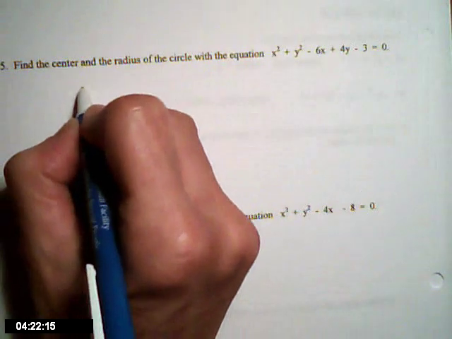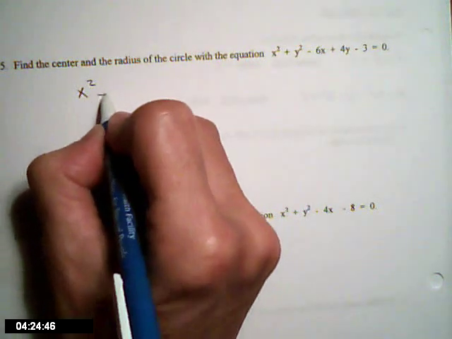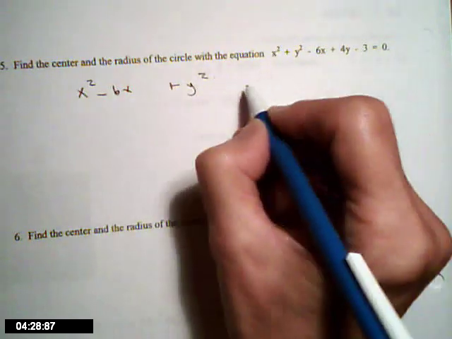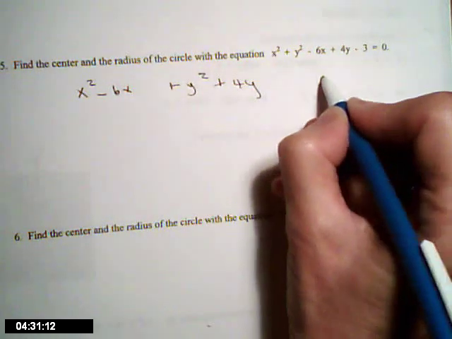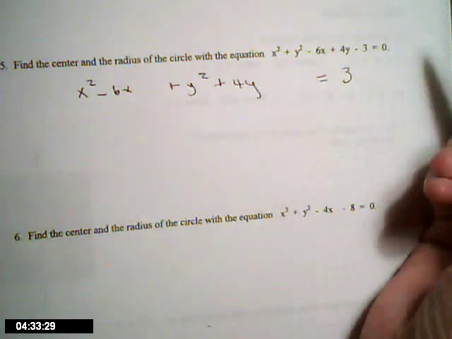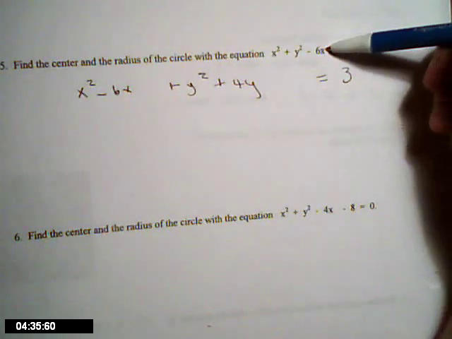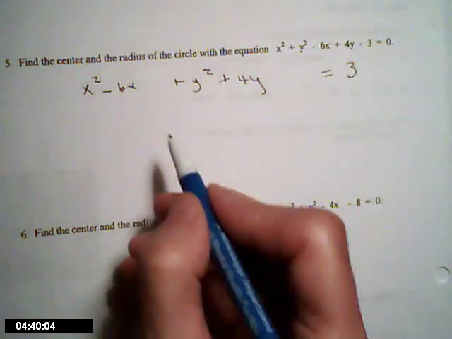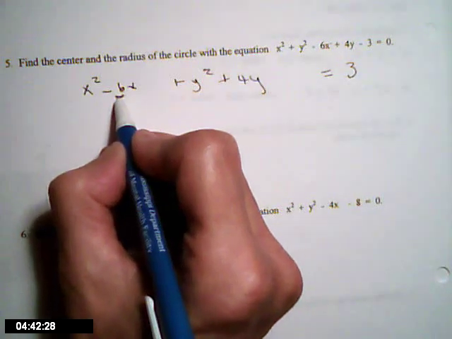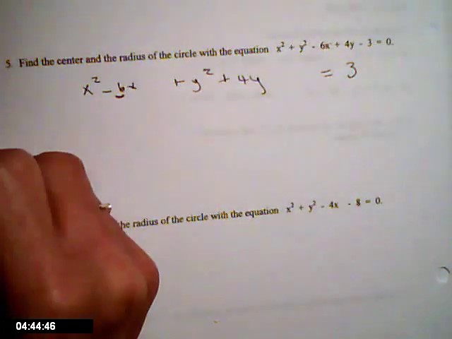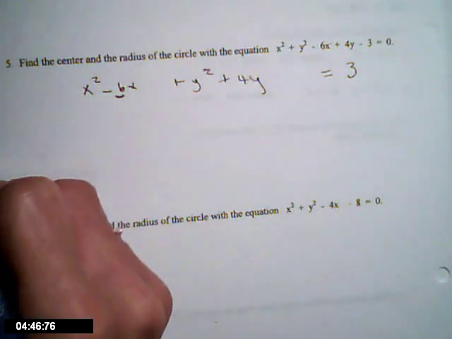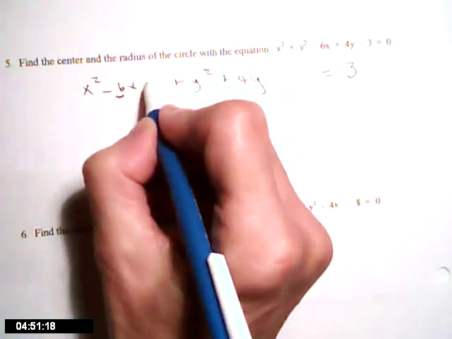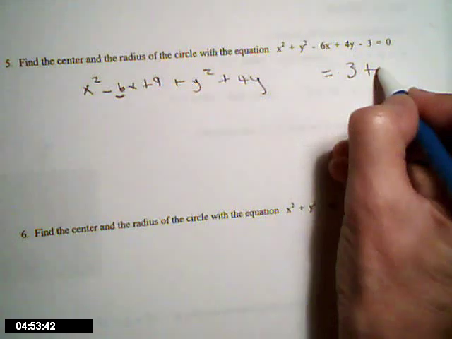Now, to do this, we're going to separate our x's, separate our y's, and we're going to move the constant to the other side. Now you're only going to do this if you see the squared term and an x, and here the squared term and a y. Now here's what we are going to do. We're going to look at the coefficient of the x term, which is 6. You're going to half that, you get a 3, then you're going to square that and get a 9, and we're going to add that 9 to both sides.